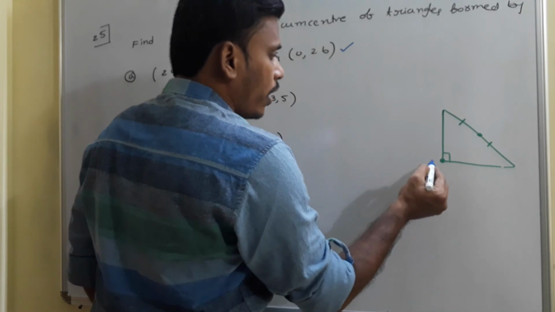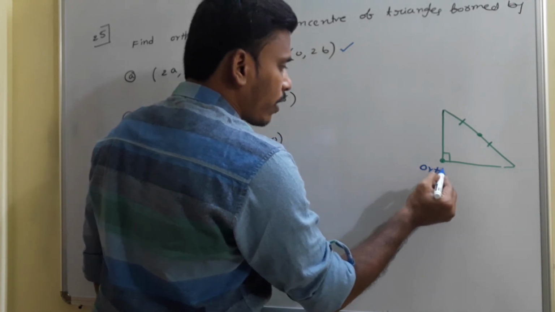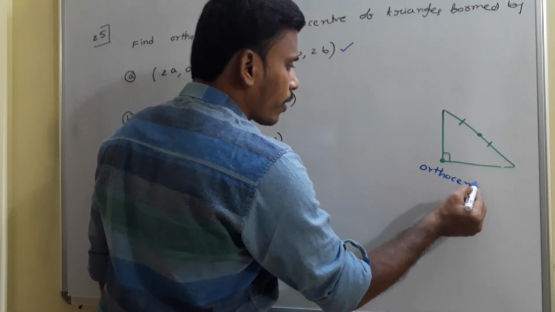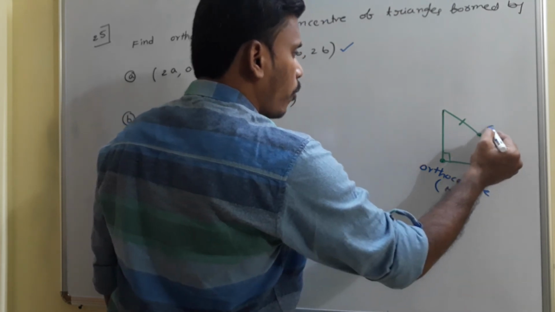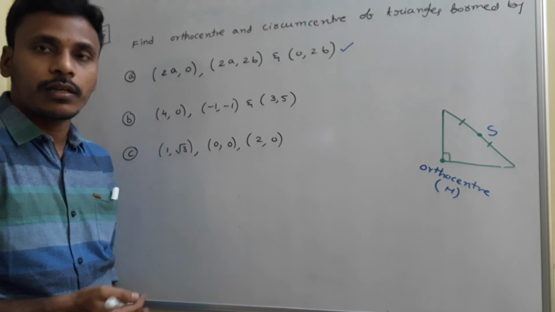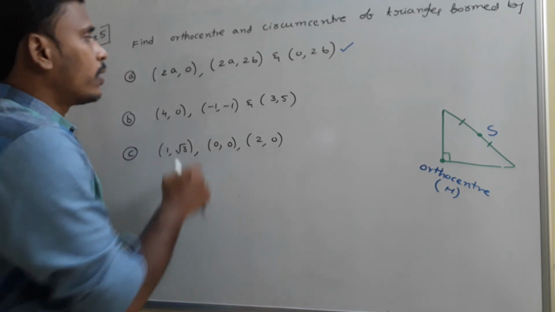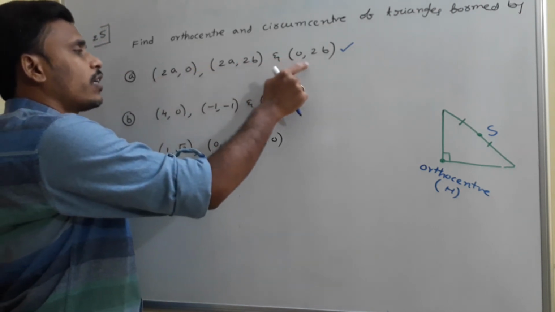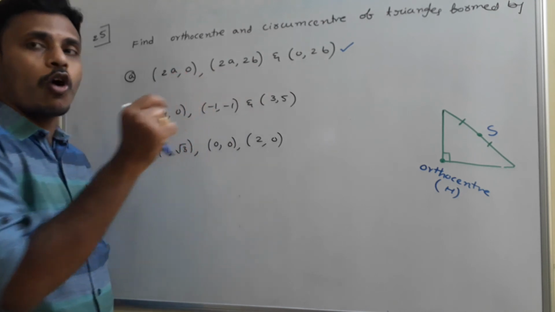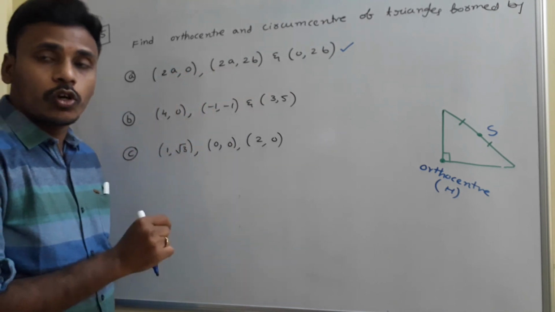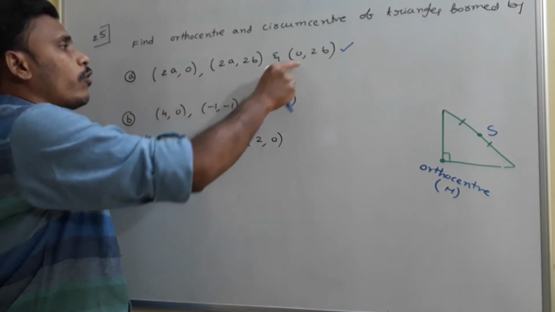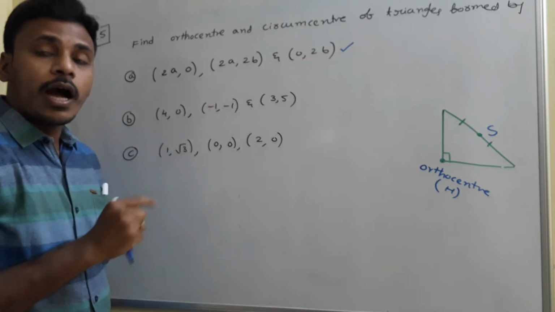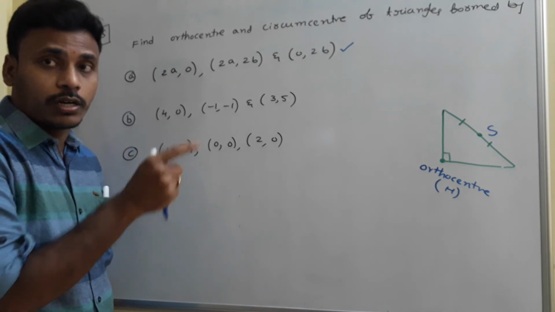So we know in a right angle triangle, the right angle vertex is the orthocenter, H, whereas the midpoint of the hypotenuse is the circumcenter. With that idea, when you observe these three vertices, all three together form a right angle triangle, so clearly 2a comma 2b is the orthocenter, and the midpoint of these two is the circumcenter. And from there we developed a shortcut trick also.